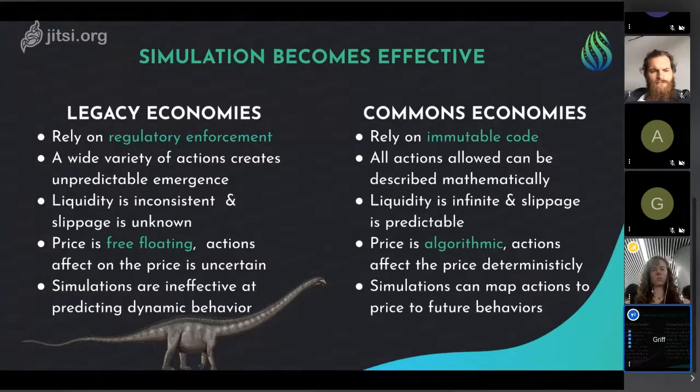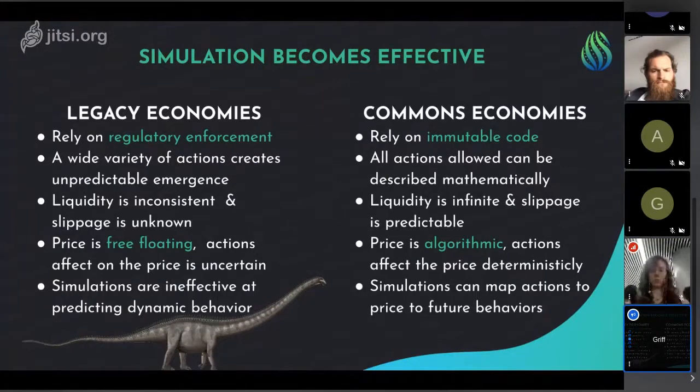When you use a crypto economy, there is no regulatory agency. There's just code. And all the actions that are allowed in that code, all of the functions, can be described mathematically. They can only call those functions. So we have a limited set of behaviors that are possible.